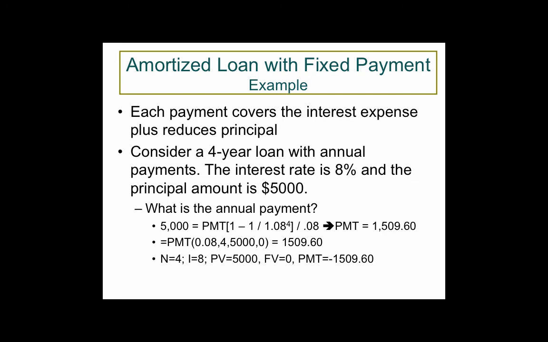Consider a 4-year loan with annual payments. The interest rate is 8% and the principal amount is $5,000. What's the annual payment? Well, you can do this using the formula below. That formula, by the way, is nothing more than an annuity, which we've talked about earlier. Or you can solve this using your time value money buttons, which is much easier in my opinion. So n would be equal to 4, I would be equal to 8, present value would be equal to $5,000. The future value for paying off the loan would obviously be 0. You solve for payment and you would make a little bit over $1,500 a year in payments.